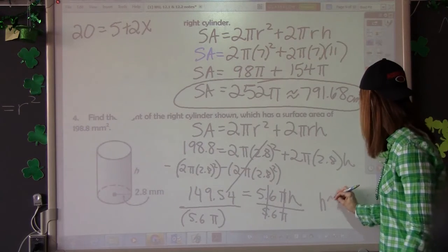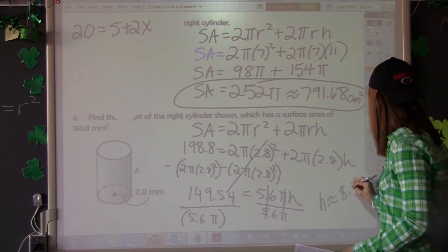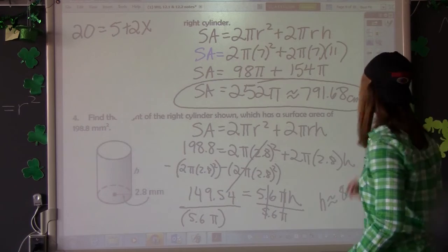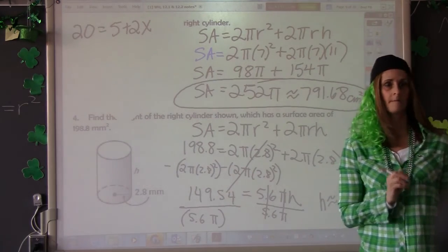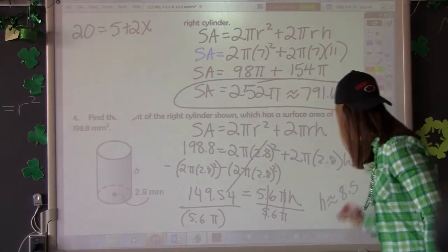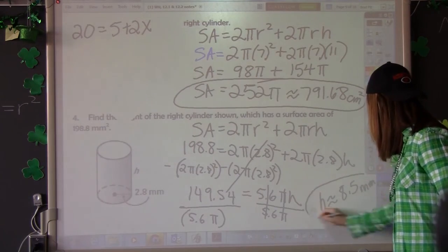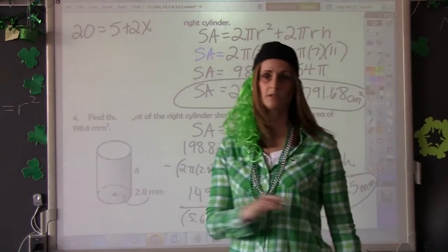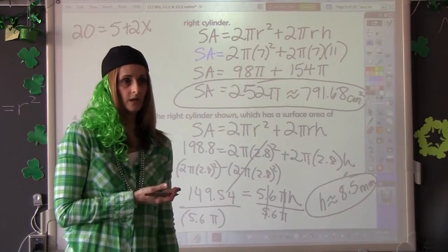That's what I got too. Approximately 8.5. Now we found the height, so what are the units going to be? Not millimeters squared, right? We're not dealing with, we just found the height. We had the area, surface area.